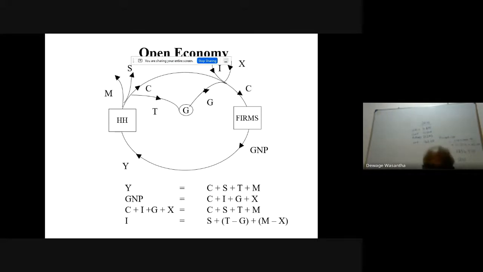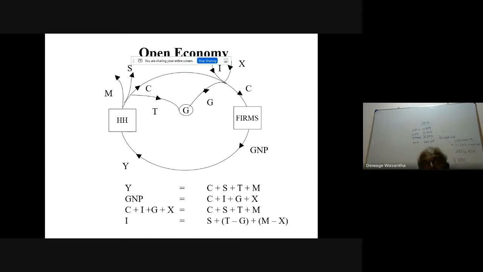At equilibrium, they are equal. GNP equals Y. C cancels out. Take G to the right-hand side, T minus G. Take X to the right-hand side, M minus X. On the left-hand side, you have only I. C cancels out on both sides.